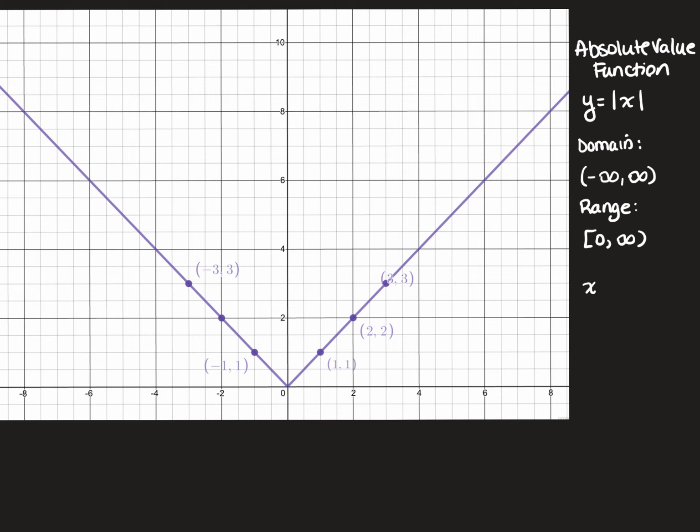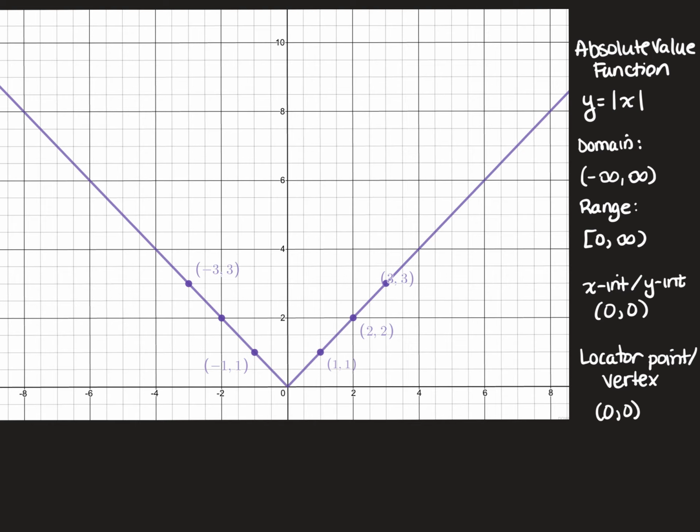X-intercepts and y-intercepts, those end up being the same point again at (0, 0), which, interestingly enough, is also our locator point, or vertex if you want to call it that, depending on the graph, and that would be our (h, k).